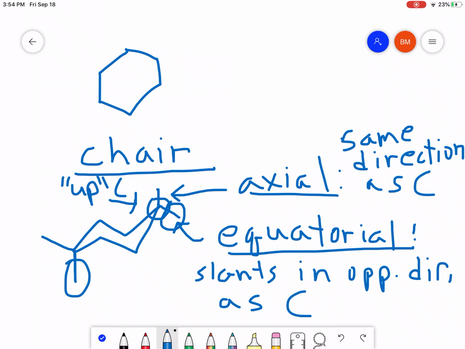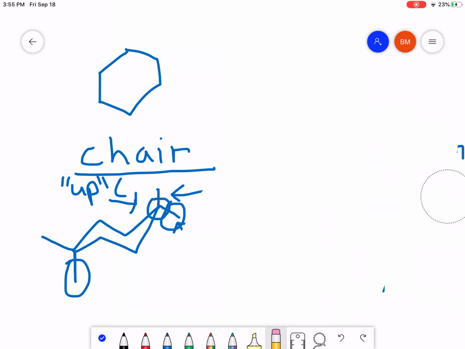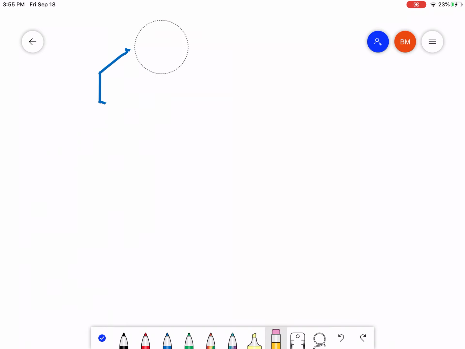Okay? Please, please, please get these straight. This is probably one of the things that people have the hardest time remembering on a quiz or an exam. They'll simply draw their axial and equatorial bonds pointed in the wrong direction. Honestly, that's a pretty simple thing to learn, but if you get mixed up on it, it can really screw up your thought process. So make sure to remember: axial, straight up or down, same direction as the carbon. Equatorial, slants in the opposite direction.